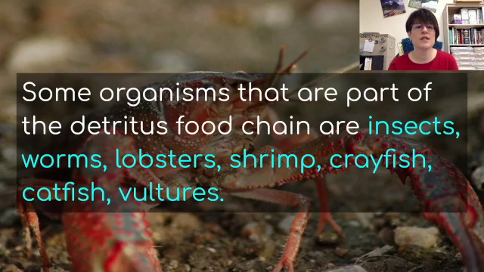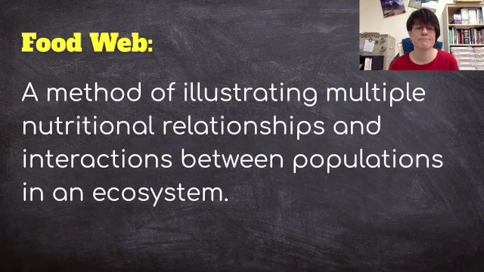So some organisms that are part of the detritus food chain are insects, worms, lobsters, shrimps, crayfish, catfish, and vultures. And these are found at all levels of the food chain. They decompose any type of organism.